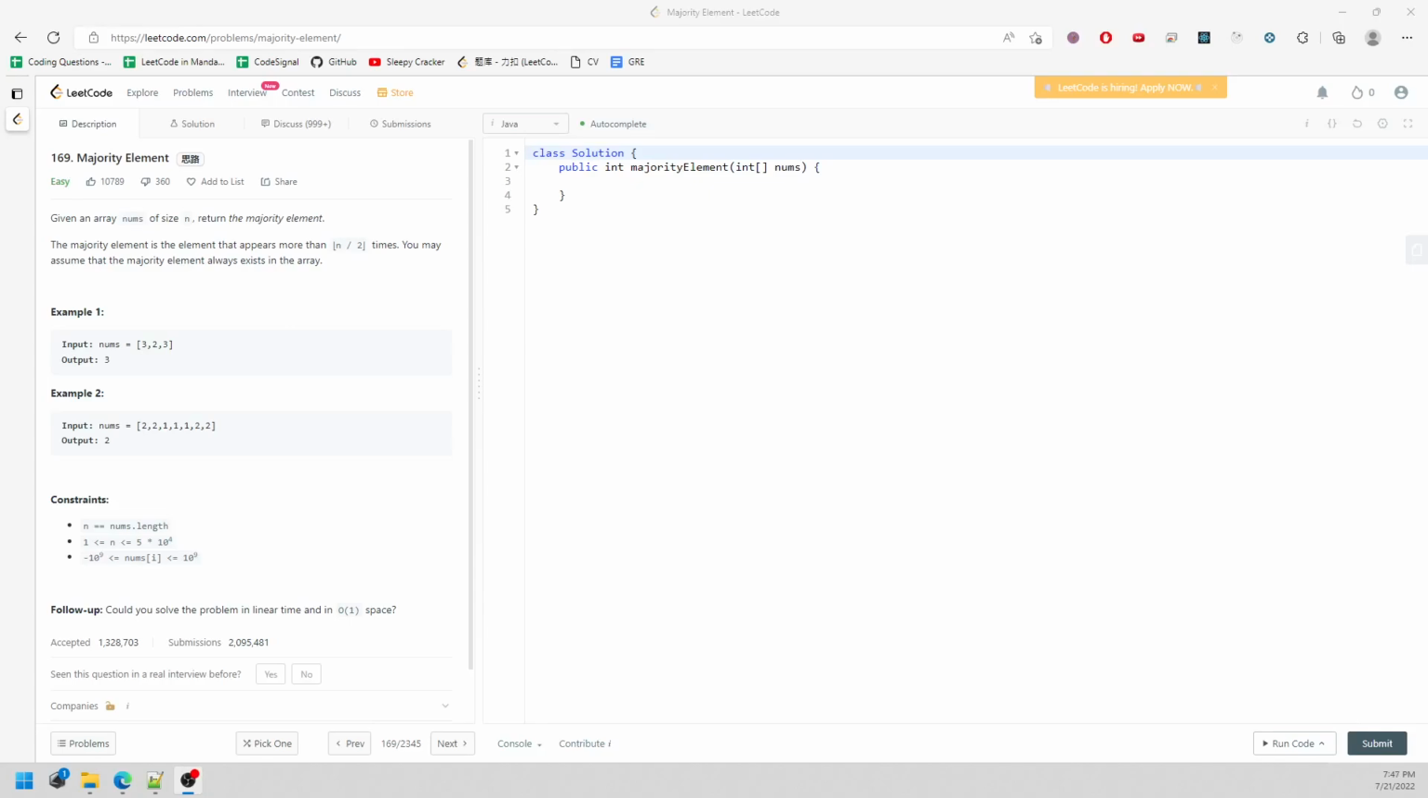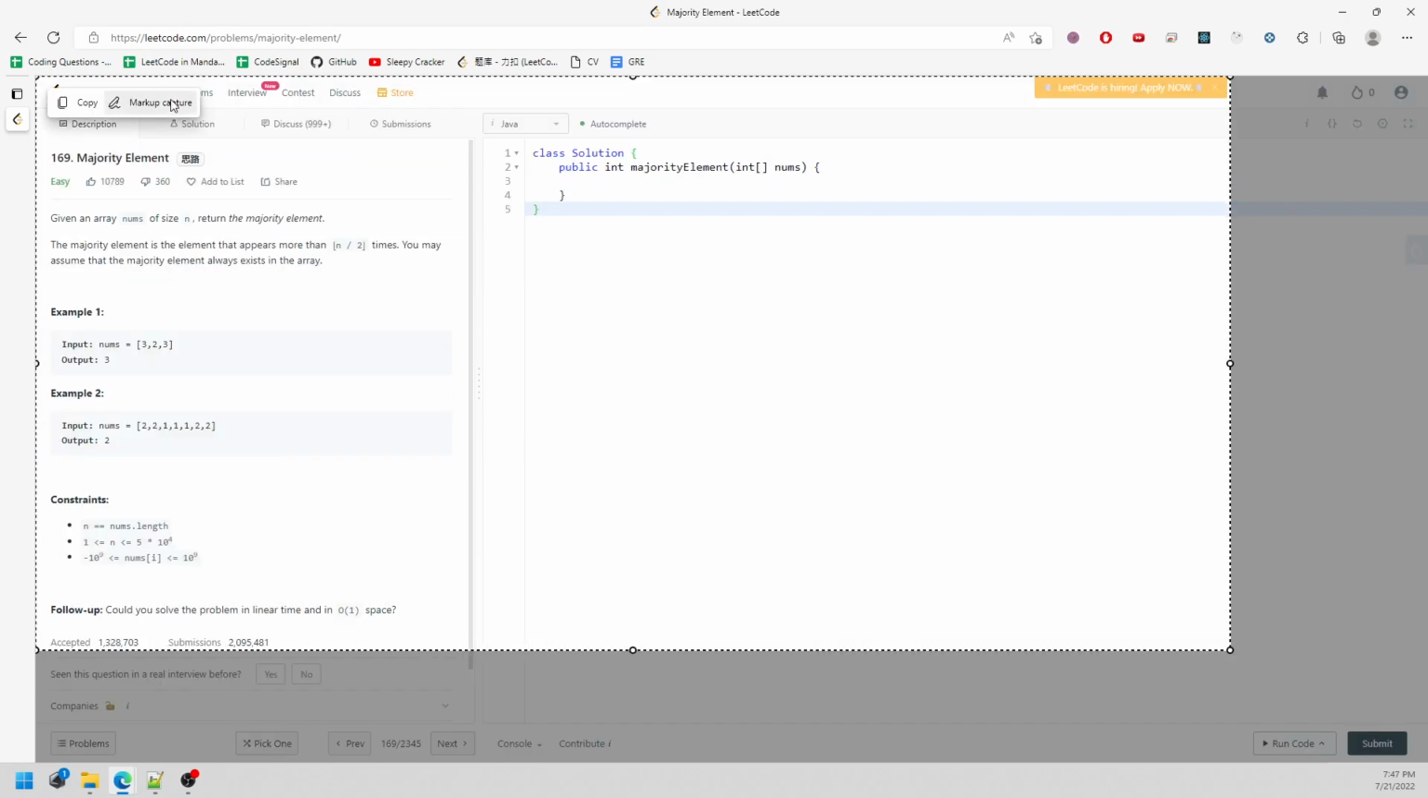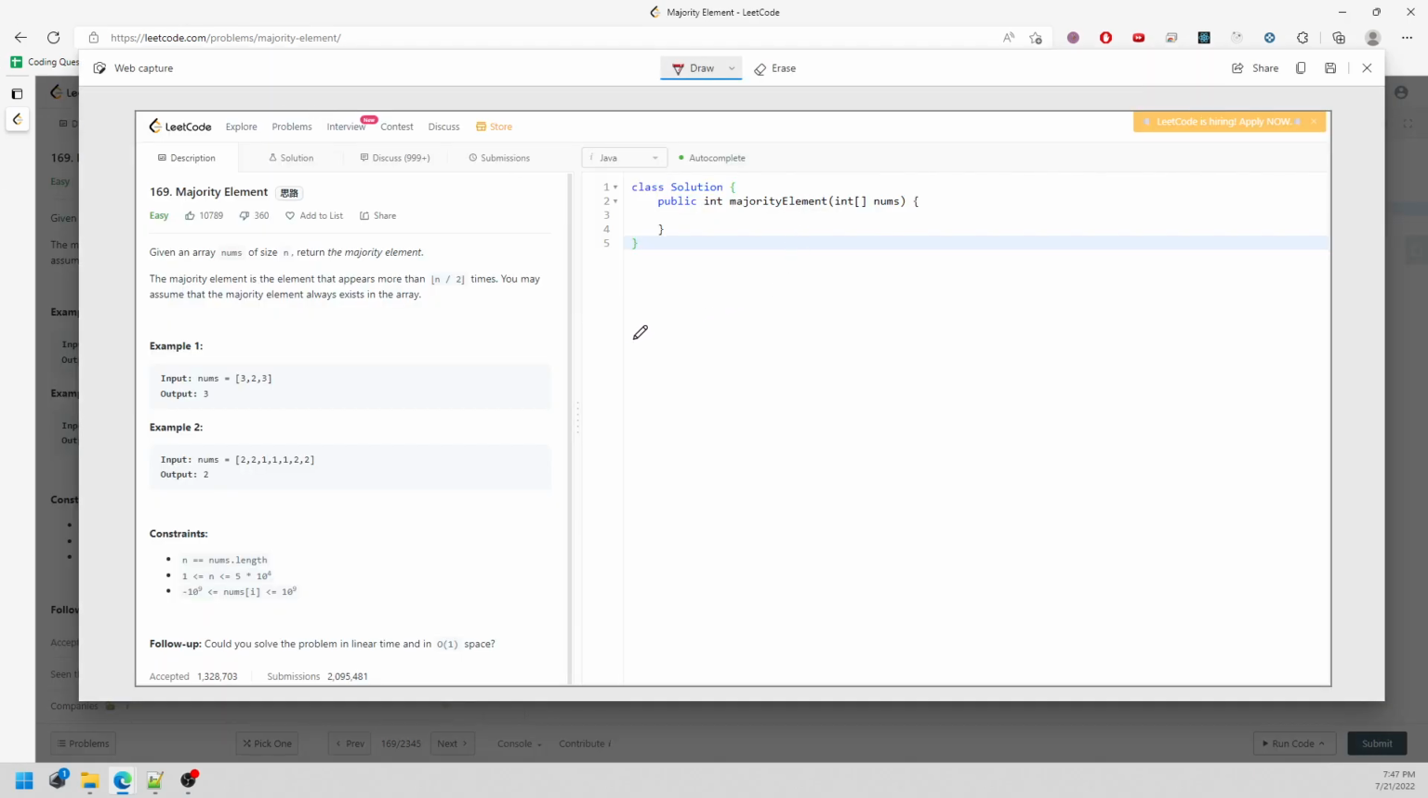Hi, so this question is Majority Element. You are given the array nums of size n, and you have to return the majority element. So just find out what is the most frequent number in the array. This question is supposed to be easy. I have three different solutions, so you can just follow along with whichever one you prefer.